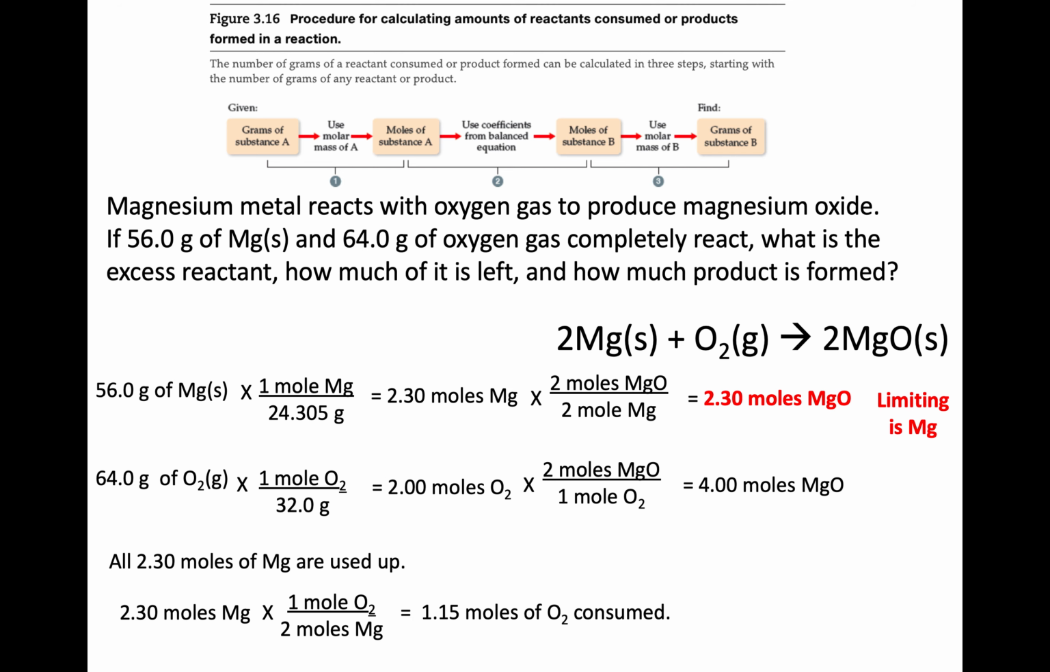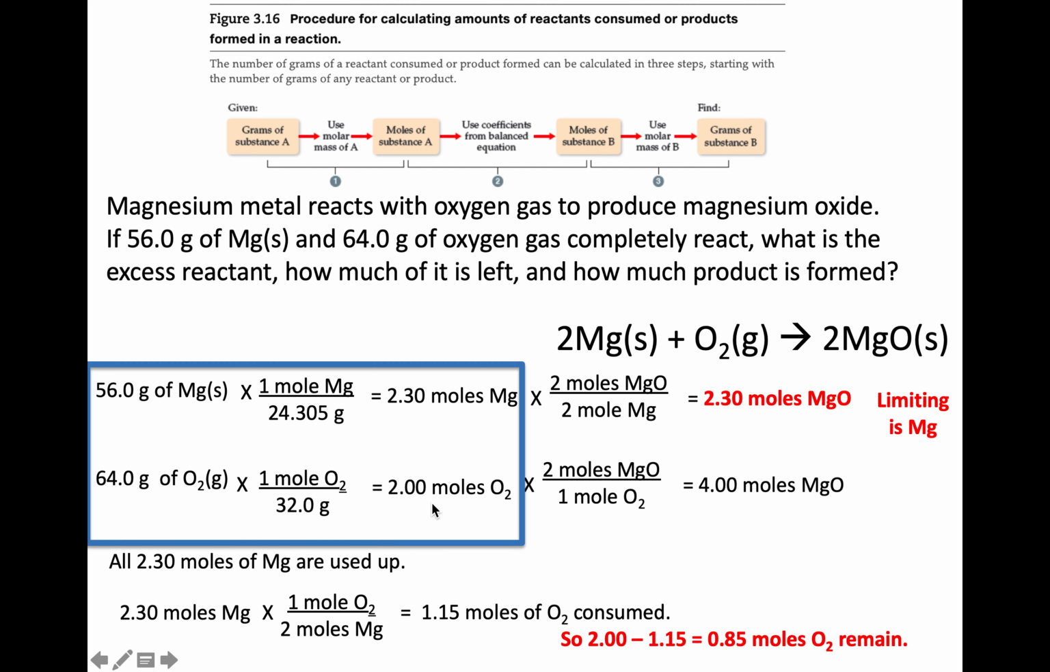How much oxygen remains? I'll set up another equation and find that all 2.30 moles of magnesium were used up. Based on the coefficient, 1 mole of O2 gas goes with 2 moles of magnesium. So I find that 1.15 moles of the oxygen gas is consumed. I started with 2. If I use up 1.15, I find I have 0.85 moles of oxygen gas remaining.